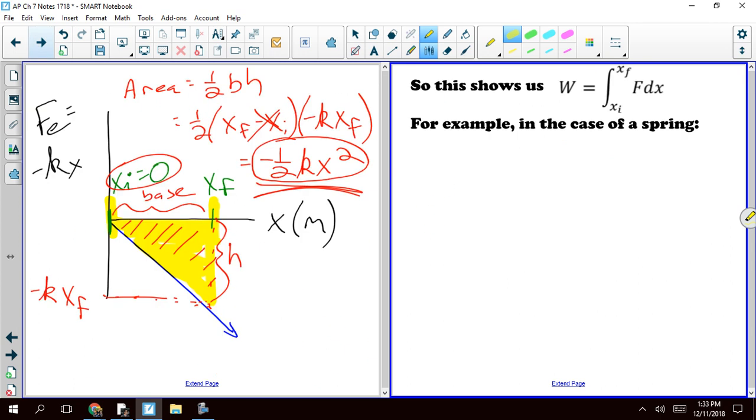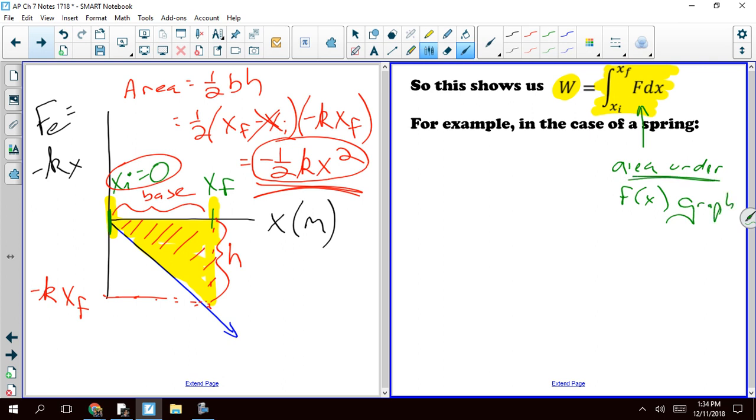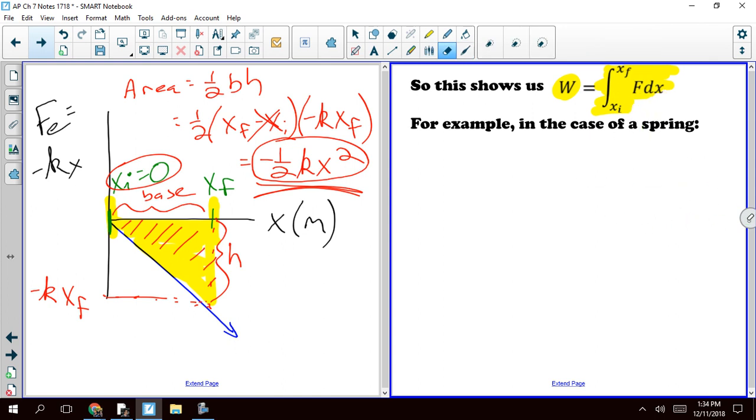All right, so what all of this shows us, I guess it doesn't prove it rigidly, but it begins to suggest this idea that the work done by a force can be calculated by taking the integral of f with respect to x, right? Because remember, this is fancy speak for the area under the f of x graph, because that's what an integral represents. It represents the area under the graph, all right? So, for example, in the case of the spring, let's check and make sure this works.